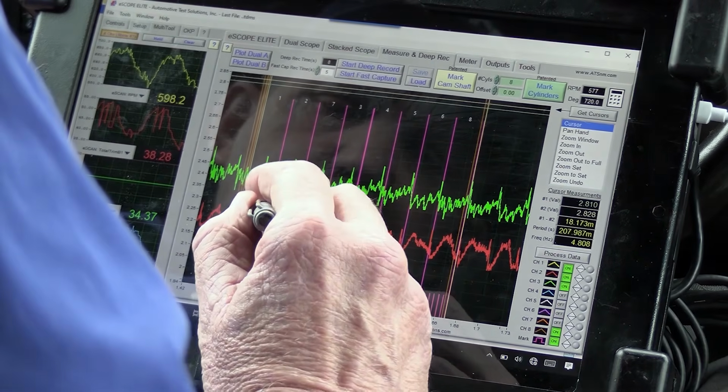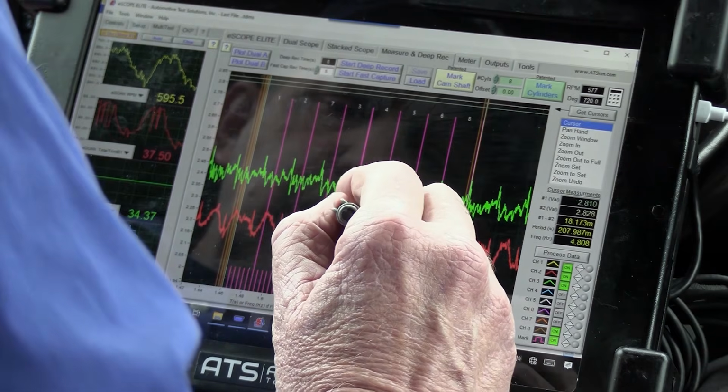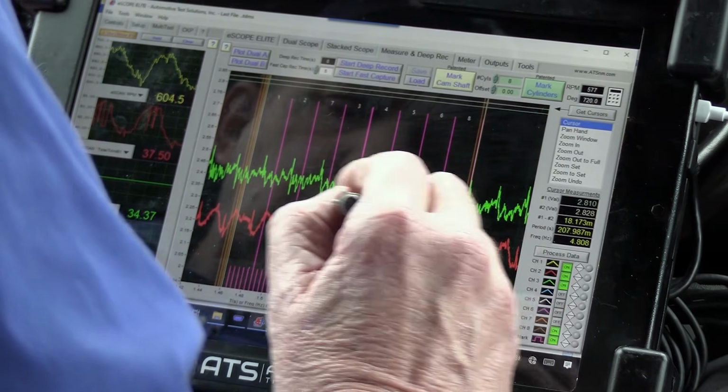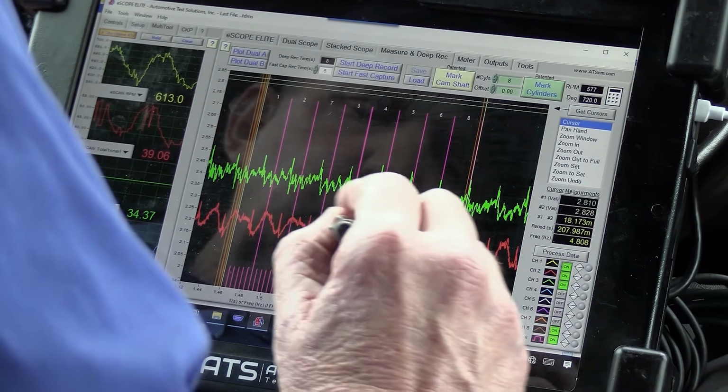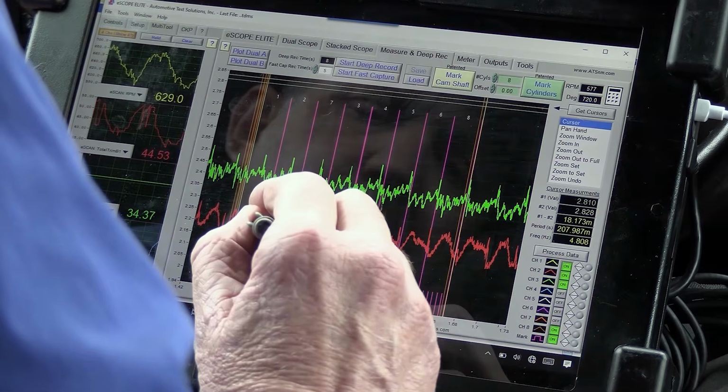Okay, so we can see that all of these are even. We have good humps on all of them, so they're all humping. They're not flat, so that waveform's okay. So we don't have a problem right here.